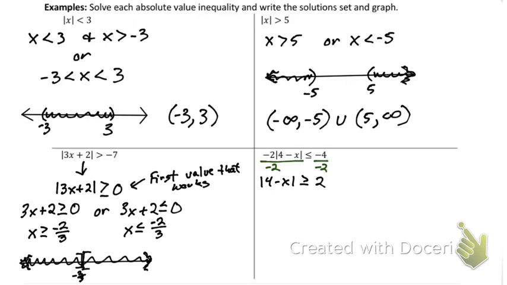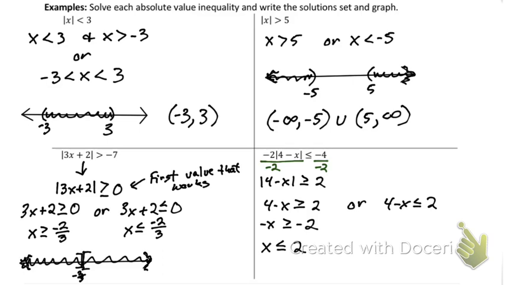Greater than or equal to 2 means it's an or statement. So we're going to have 4 minus x is greater than or equal to 2, or 4 minus x is less than or equal to 2. Subtract 4 on both sides. We'll have negative x is greater than or equal to negative 2. Divide both sides by negative 1. We're going to flip our sign and have x is less than or equal to 2.